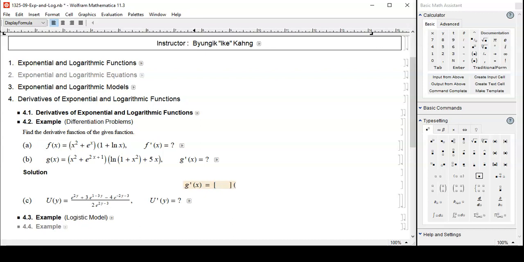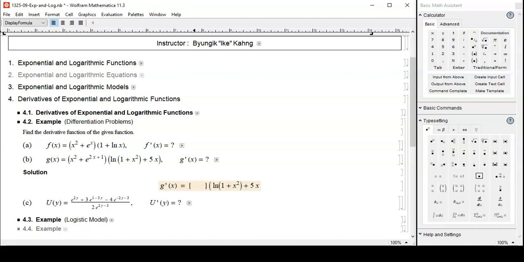U prime v, and then u v prime. Do you like the structure here? Structure of the outside first. Outer structure is product, so product rule first. U prime v plus u v prime.